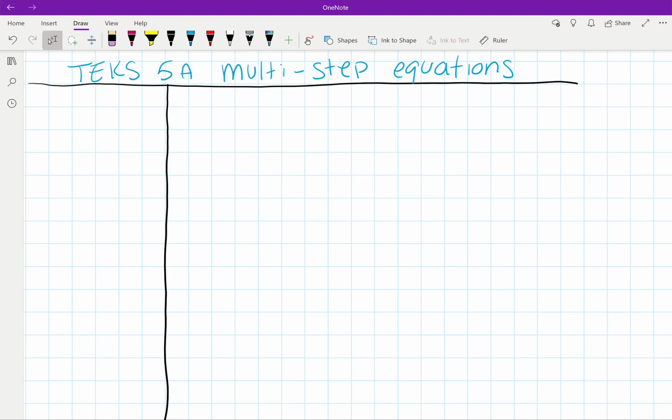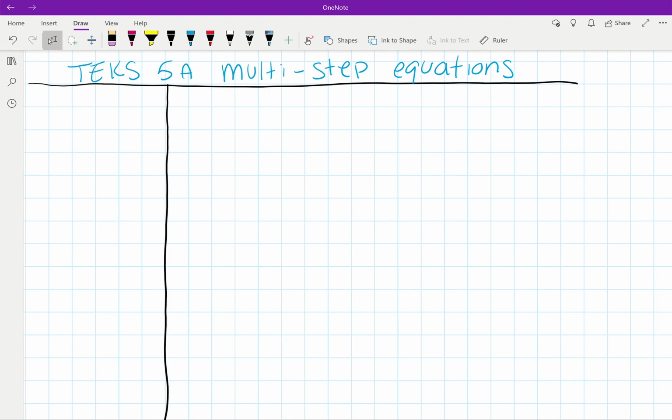Okay, on our last notes, we talked about combining like terms, distributive property, and one-step equations. So today we're going to continue on TEKS 5A, and we're going to talk about multi-step equations. Multi-step equations just means that our equations will have multiple steps. So let's look at one example. This is going to be a two-step equation.